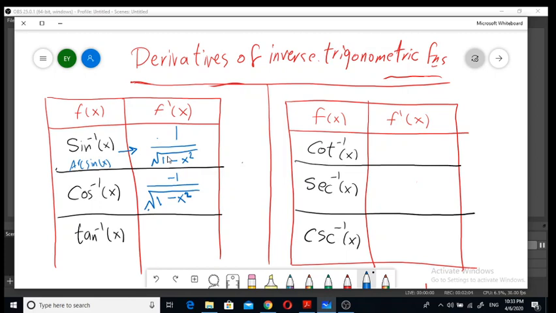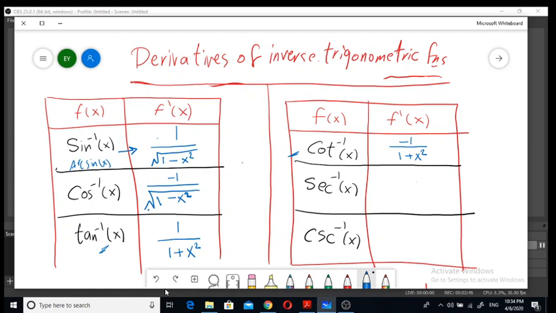And the first derivative of tan inverse of x will be 1 over 1 plus x squared, or we can say 1 over x squared plus 1. The differentiation of cotan inverse of x will be negative 1 over 1 plus x squared, like tan inverse, but we have negative 1 in the top.